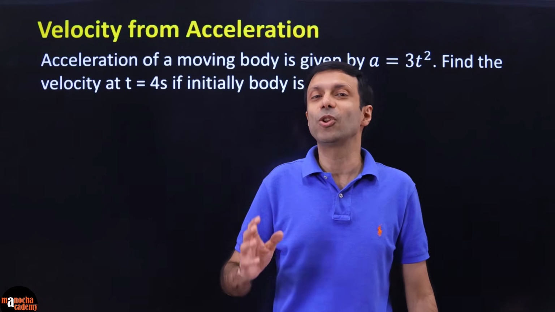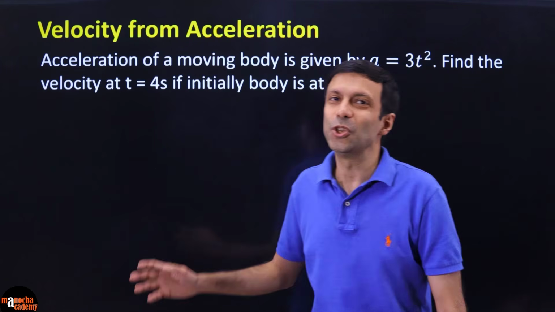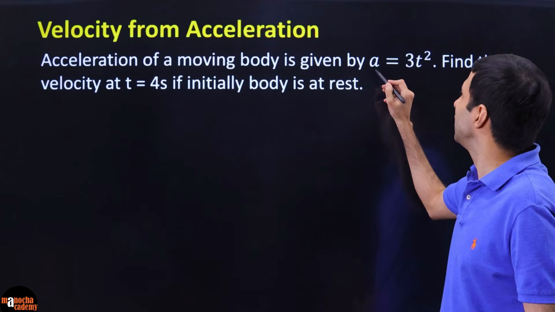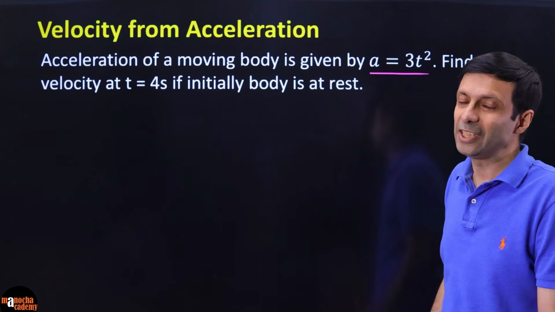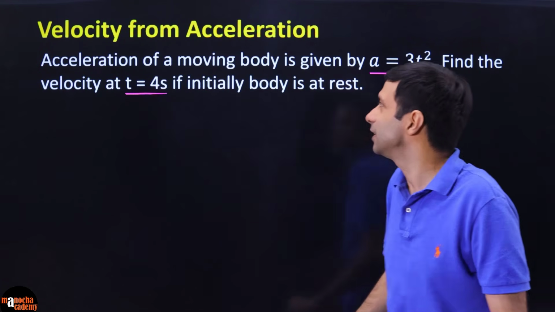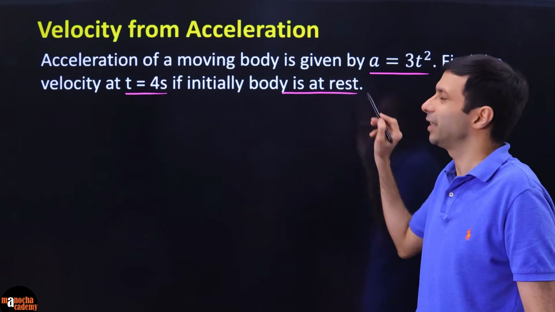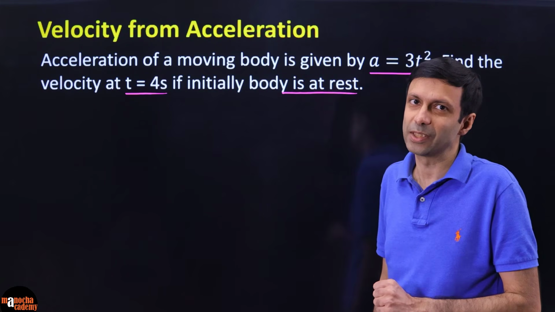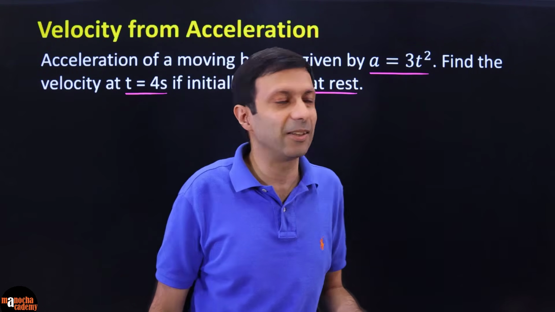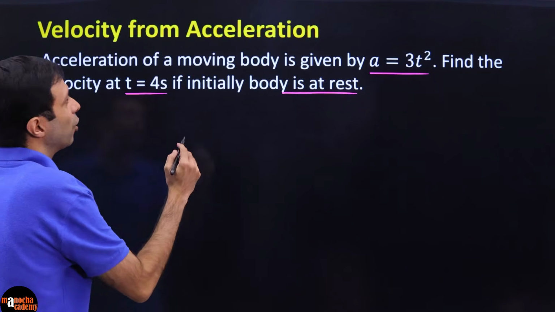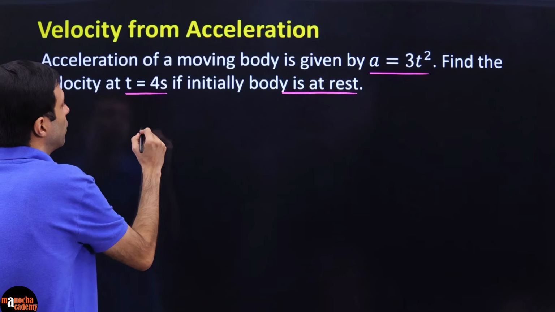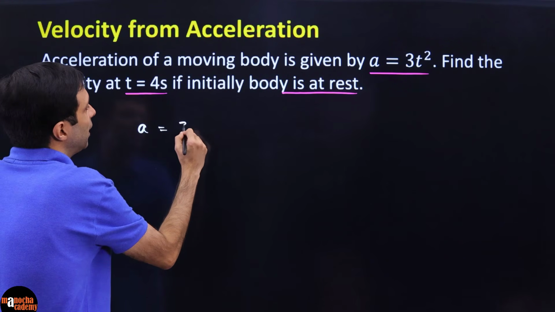So let's see how we can calculate velocity from acceleration using this example. So what have we been given here? Acceleration of a moving body is given by a equal to 3t square. And we need to find the velocity at time 4 seconds if initially the body is at rest. So some condition has also been given to us. So once again, let's go ahead and apply our formulas of calculus and see what we can get here. So our goal is to find velocity from acceleration. The instantaneous acceleration is given to us, a equal to 3t square.